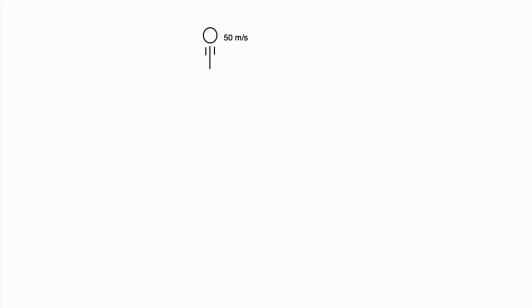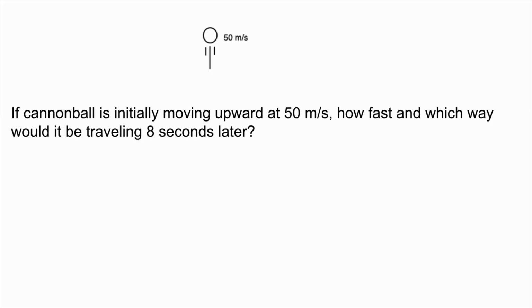Let's look at this here. I've got an object that's moving up at 50 meters per second in the upward direction. And let's say it's a cannonball. And I want to know, well, how fast and which way is it going to be going 8 seconds later?